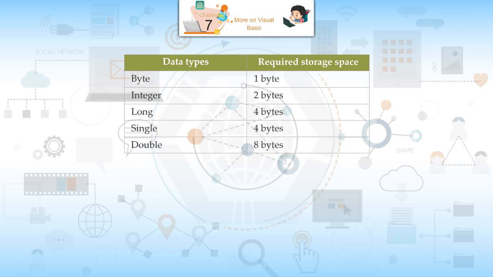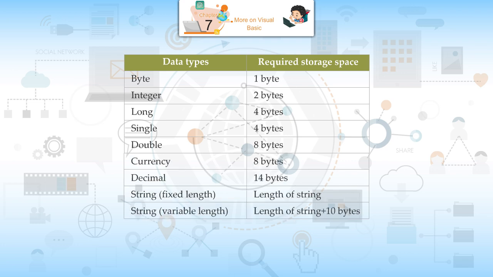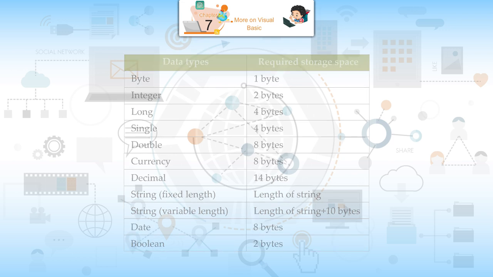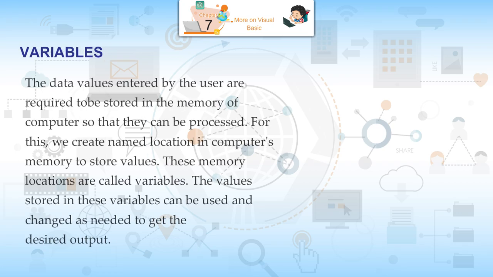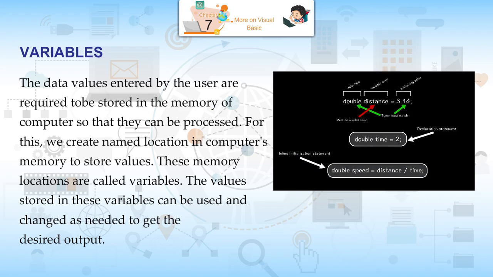Byte 1 byte, integer 2 bytes, long 4 bytes, single 4 bytes, double 8 bytes, currency 8 bytes, decimal 14 bytes, string of fixed length: length of string, string of variable length: length of string plus 10 bytes, date 8 bytes, boolean 2 bytes.